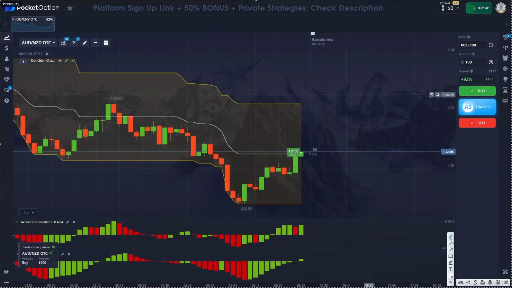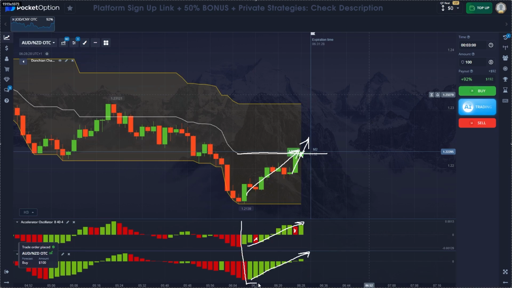I open the first trade to buy. First, the chart crosses the white line of the Donchian channel indicator from bottom to top. This is the first signal that the chart will go high. Secondly, we pay attention to the two indicators below. We see that both have an upward movement and green bars, if we exclude the two red bars. Ideally, they should duplicate each other, but this is not always possible. This is our second signal to increase.